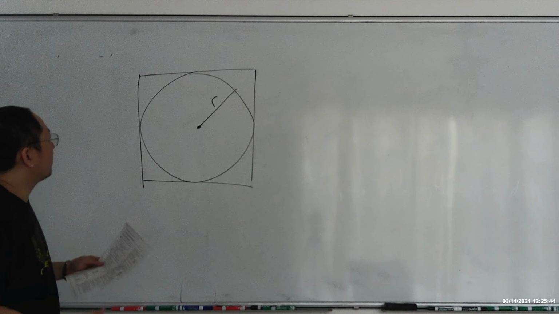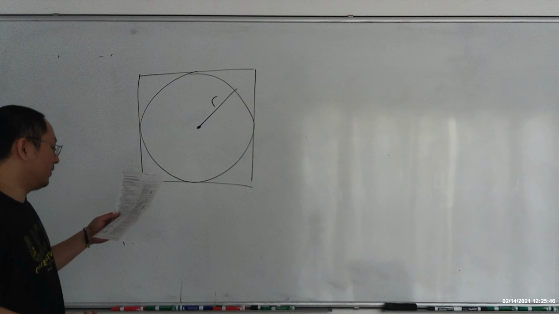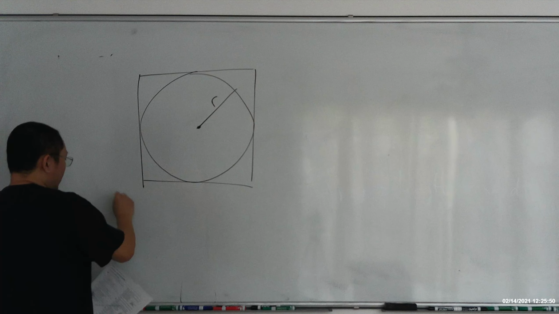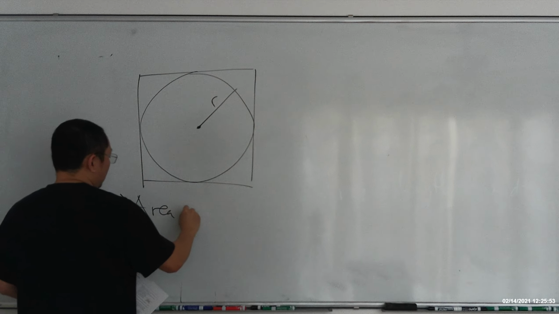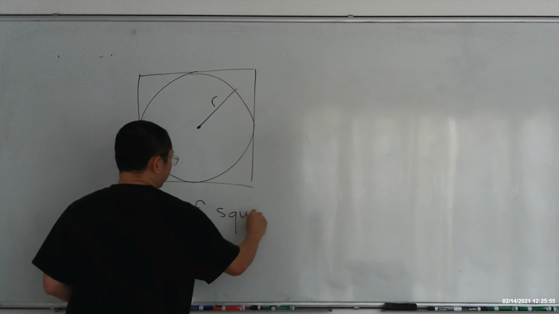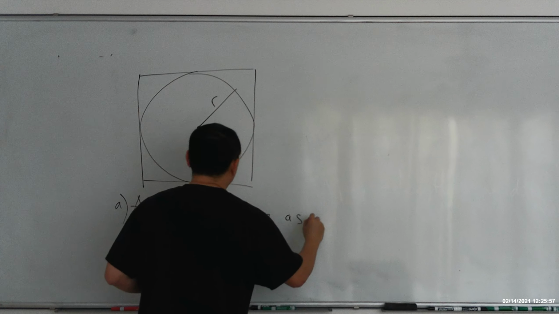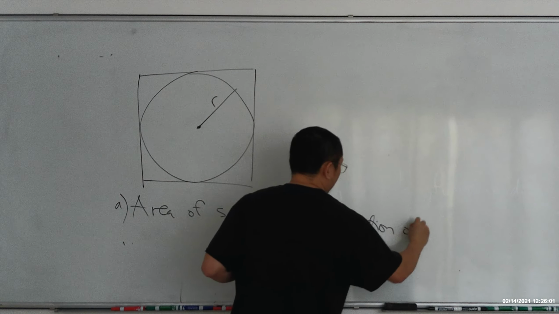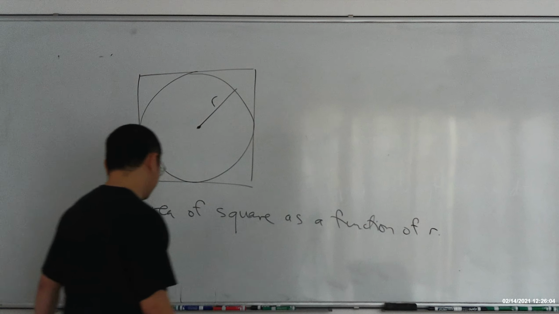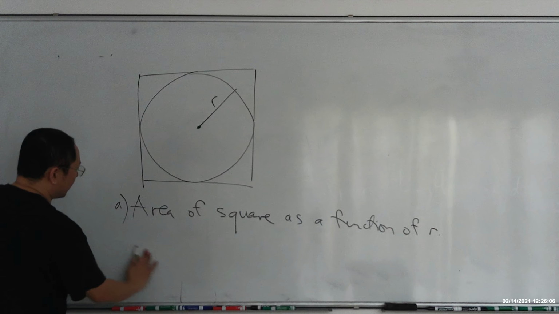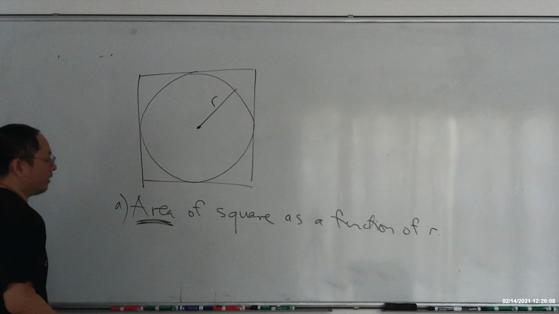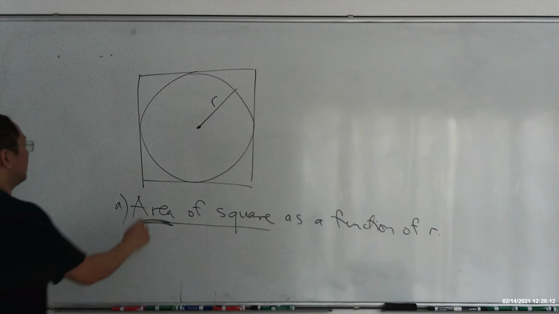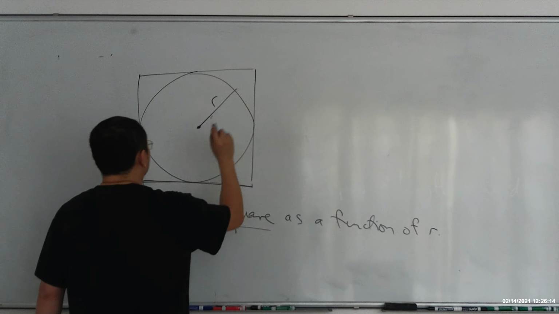Well, that's all about the problem. Question A, the first question: find the area of the square as a function of r. Again, it's a word problem, so look for the keyword: the area of the square. How do you find the area of the square? Call this side x, and then square it. I don't know what it is yet.